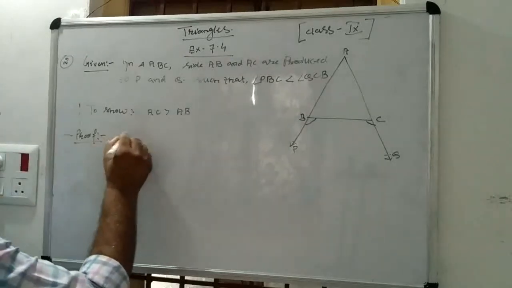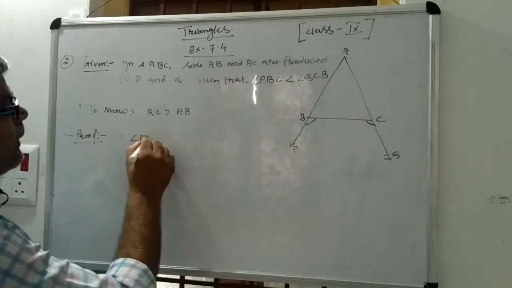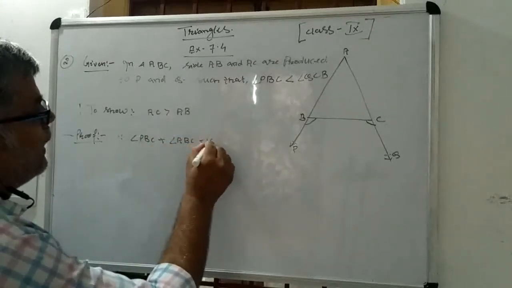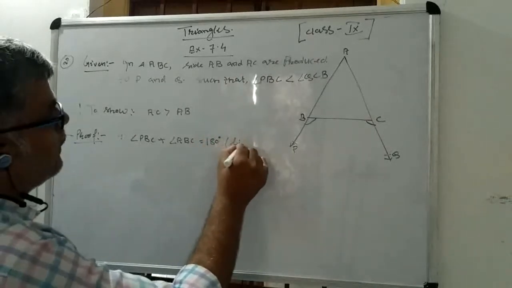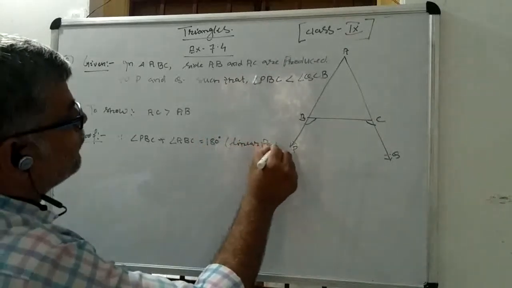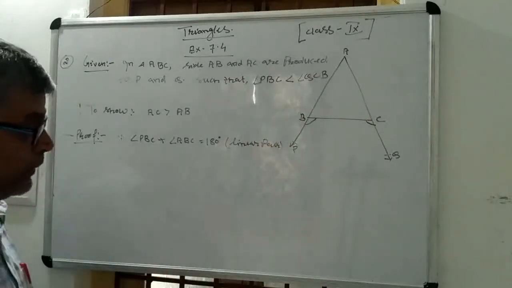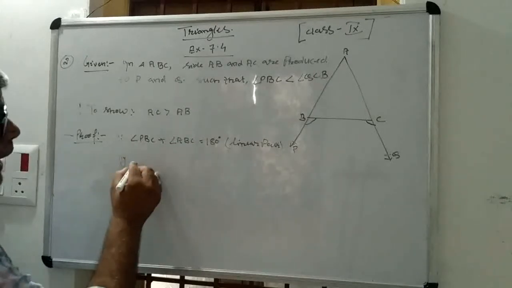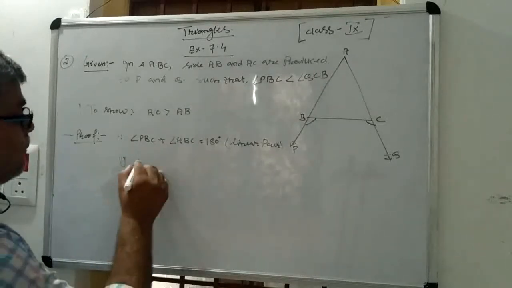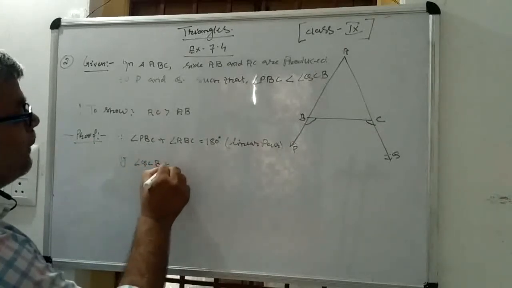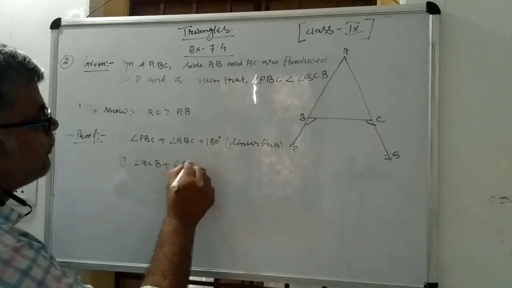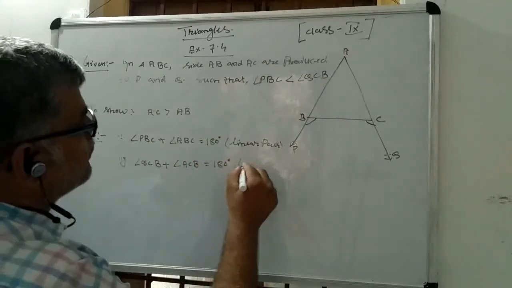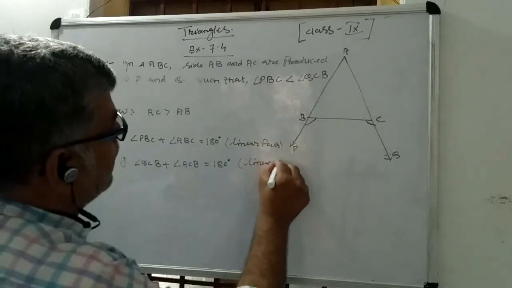Since angle PBC plus angle ABC equals 180 degrees. Why? Because of linear pair. Okay, very good. Now similarly, angle QCB plus angle ACB equals 180 degrees. Why? This is also due to linear pair.